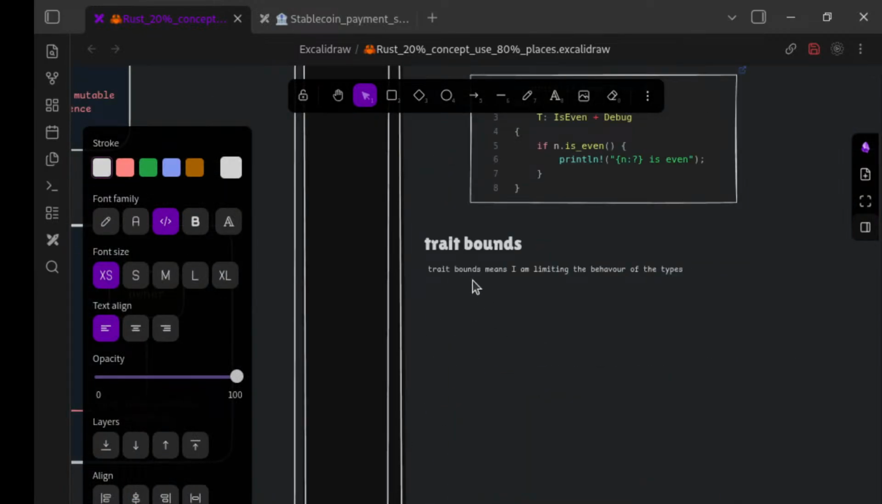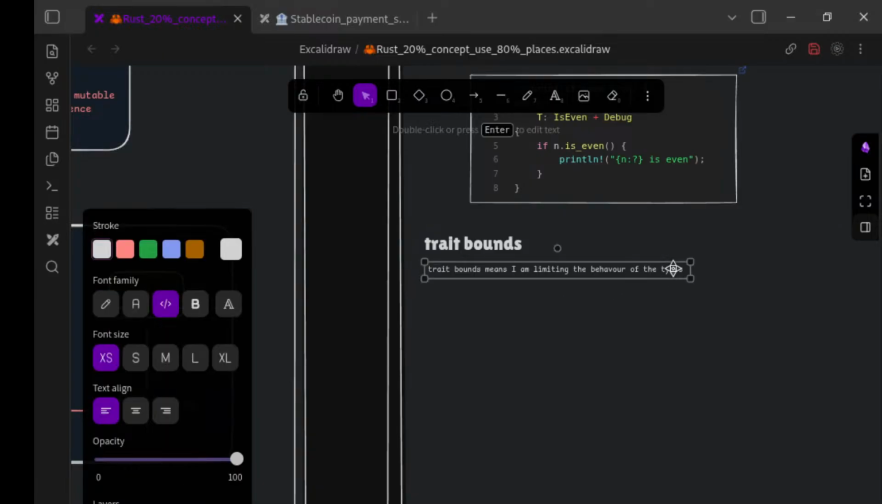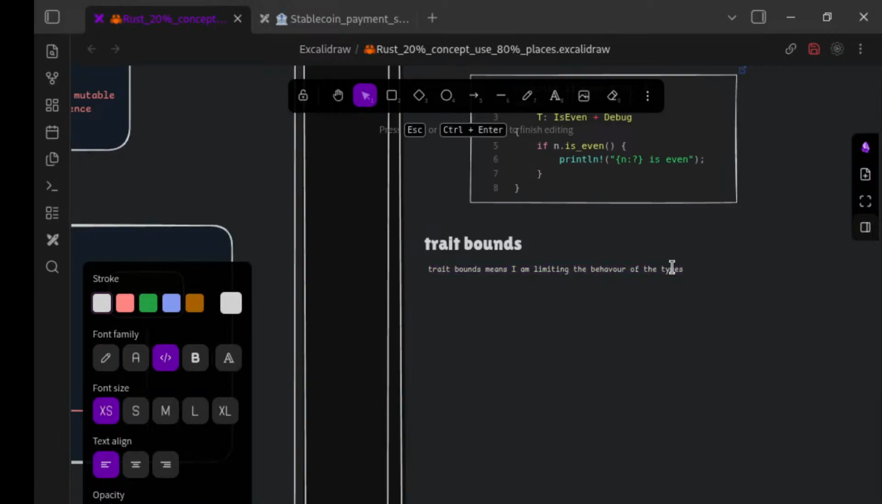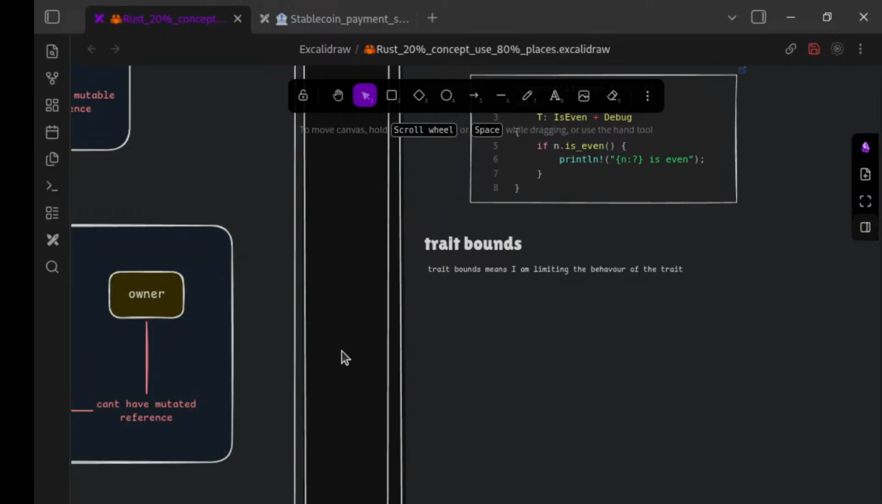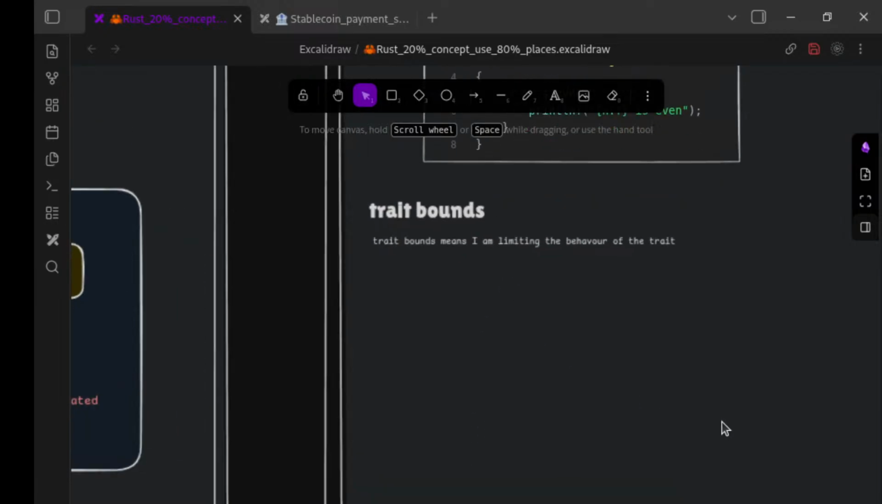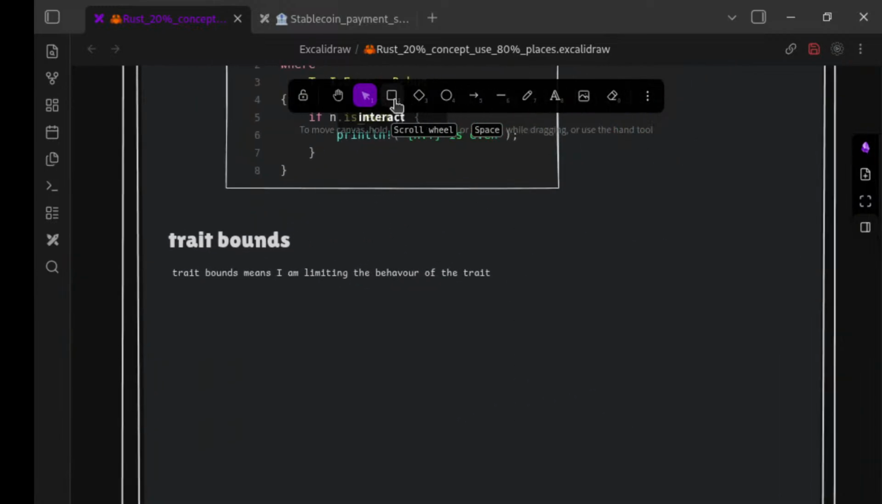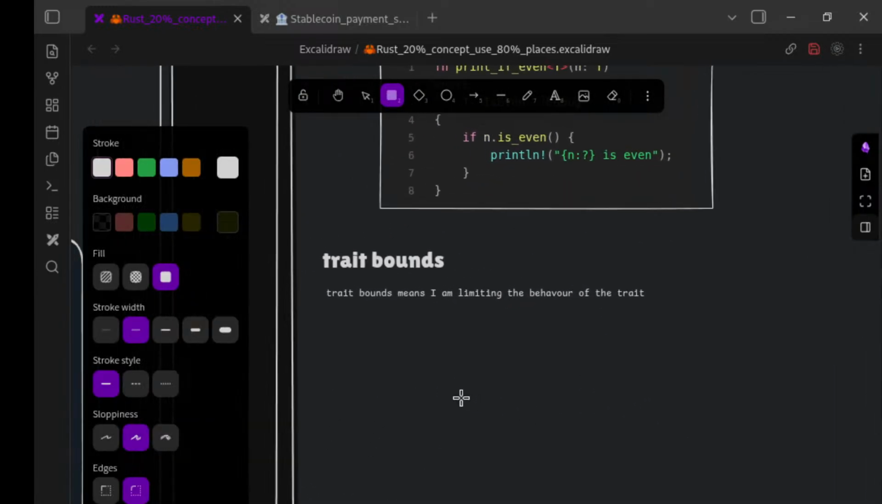Okay, so trait bound means limiting the types, or trait. I think trait bound is clear.